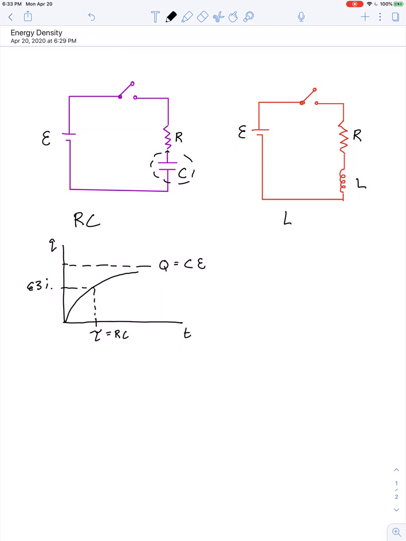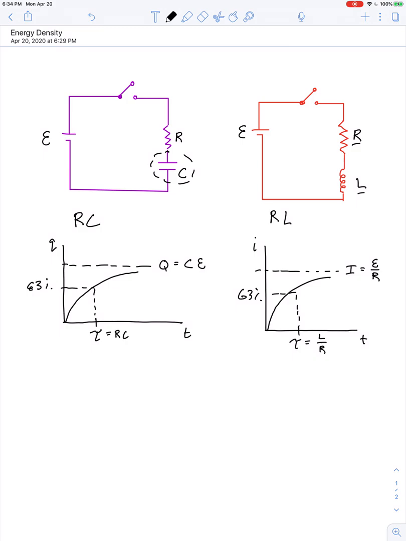On the right, you see what we call an RL circuit. It has a resistor and an inductor in series with the switch and the battery. In that case, current through the loop gradually increases with time. It approaches a maximum value governed by Ohm's law. That maximum current is equal to the battery EMF divided by the resistance, and it approaches that value asymptotically. At a certain point in time, the current reaches 63% of its maximum value, and it's a different time constant here. In this case, the time constant is equal to the inductance divided by the resistance.